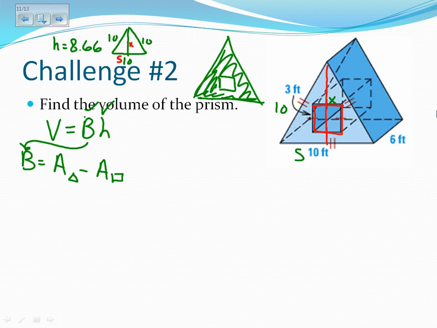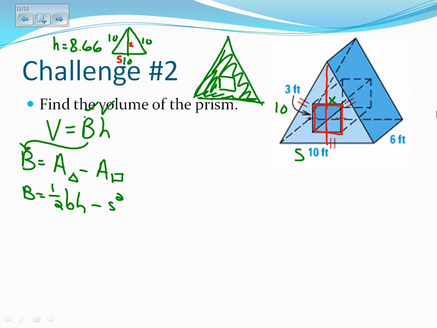So the base is equal to the area of the triangle, which is, what's the area of a triangle? Half the base times the height. That's where the height we just found goes. Okay, there's two different heights. There's the height for the prism, which is the 6. And then there's the height for the triangle, which is the 8.66. So minus the area of the square, which is just the side squared.